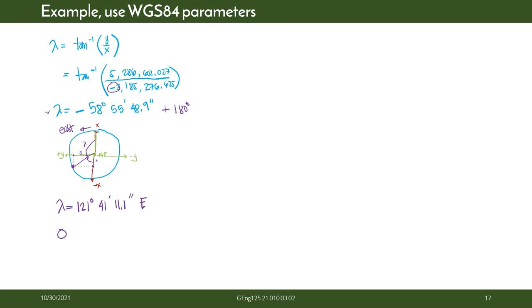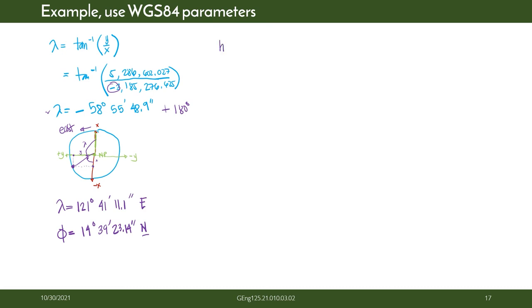We should write the latitude in this way: 14 degrees, 39 minutes, 33.14 seconds north. Because it's all positive, therefore it's north. Because your z is positive, you need to say it's on the northern hemisphere, so that's why it's north.